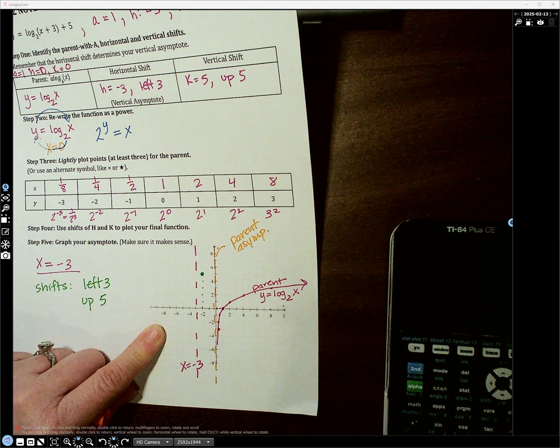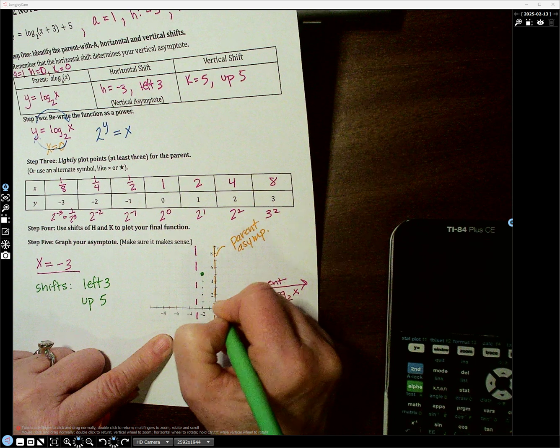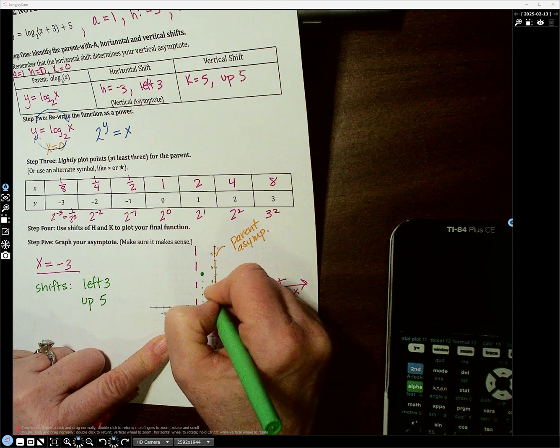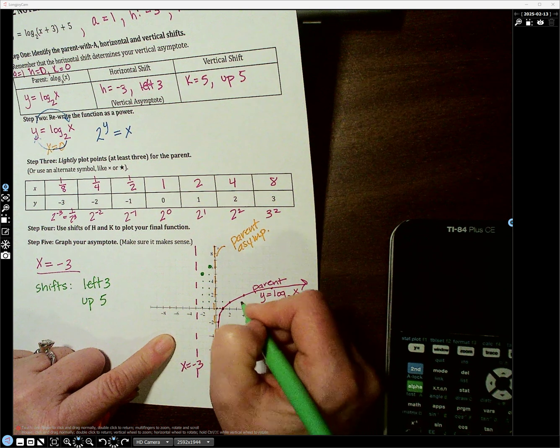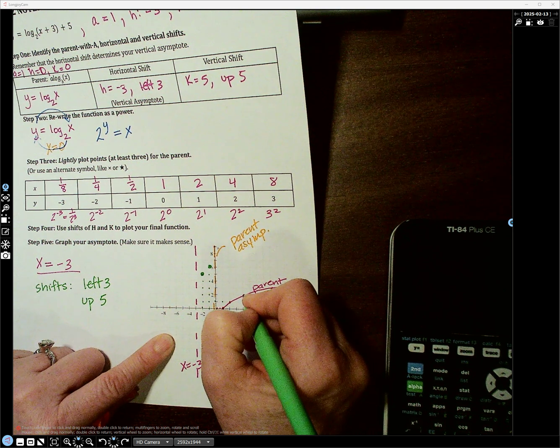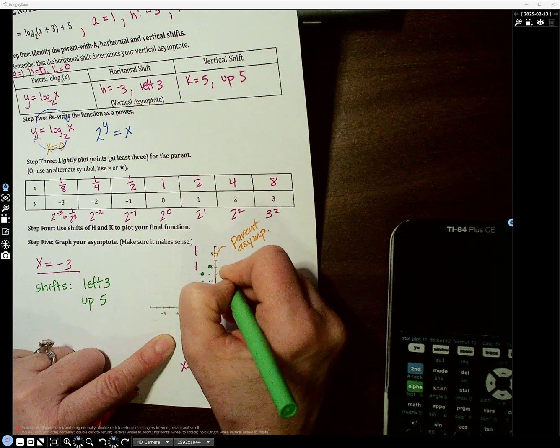Okay, let's take this next point, which is at 2, 1. Shift it left 3. 1, 2, 3, up 5. 1, 2, 3, 4, 5. Let's take one more point. Let's take this point at 4, 2 and shift it left 3. 1, 2, 3, 4, up 5.